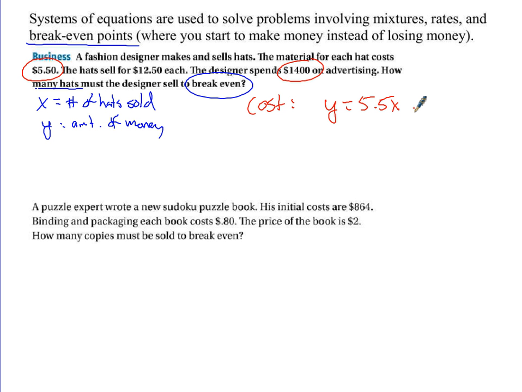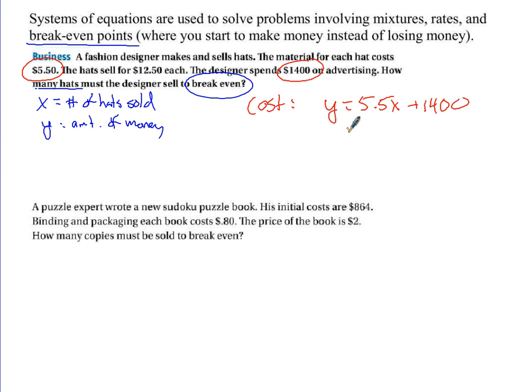But we also have this advertising thing that we had to spend money on. So how am I going to include that in my equation? Yes, plus 1,400. So what this equation is telling me is I spent $1,400 right out the gate to advertise for my hats because they're awesome. And then every hat that I made cost me $5.50. If I add all that together, I get the total amount of money that I had to spend on this whole project for my hats.